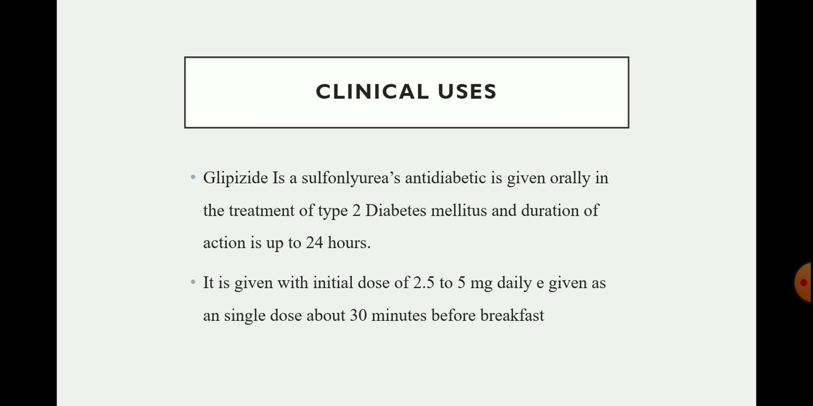Next, the clinical uses of glipizide. It is a sulfonyl urea antidiabetic given orally in the treatment of type 2 diabetes mellitus, and the duration of action is up to 24 hours. It is given with an initial dose of 2.5 to 5 milligrams daily, given as a single dose about 30 minutes before breakfast.